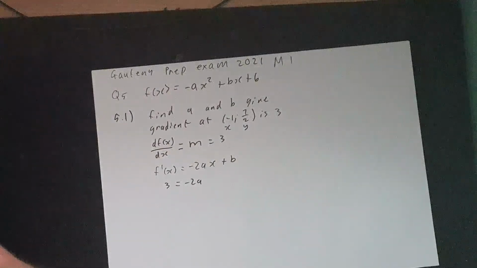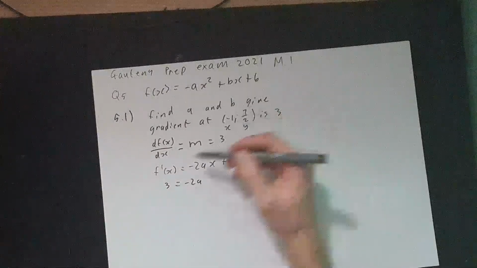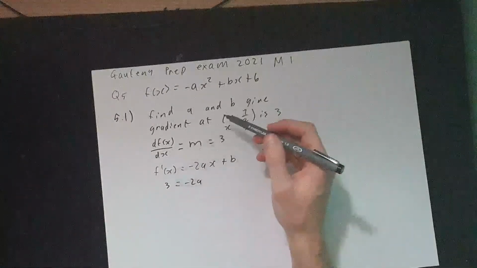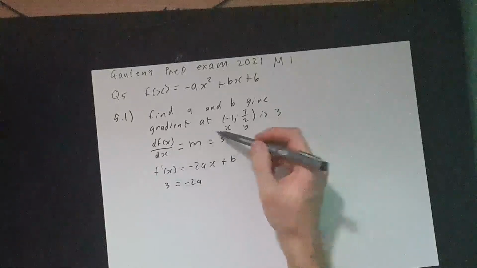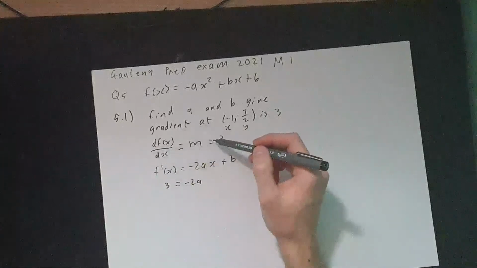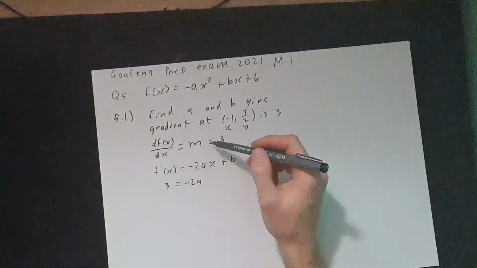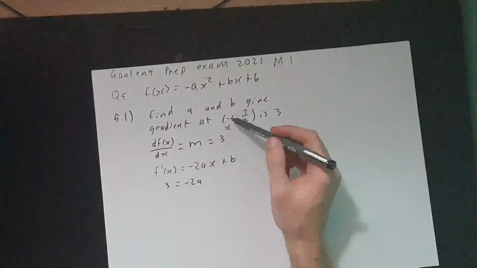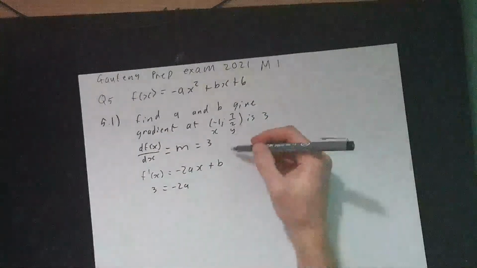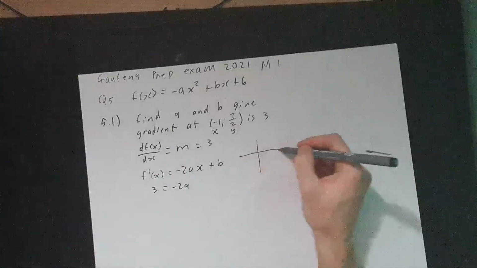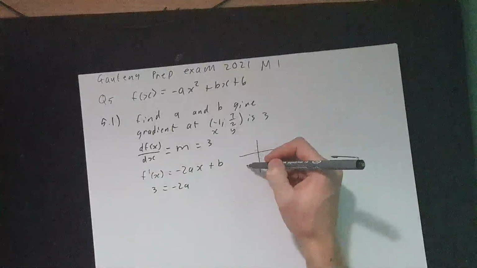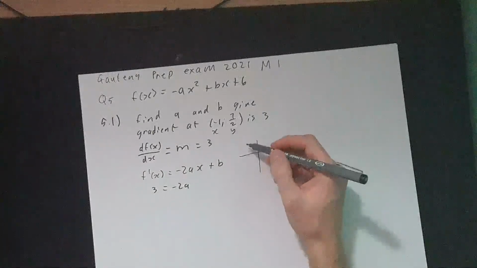Okay, so the important thing is to realize that we've been given a coordinate that lies on the line for the tangent. We've also been given the gradient over here, which allows us then to solve for this. So we've got a coordinate.